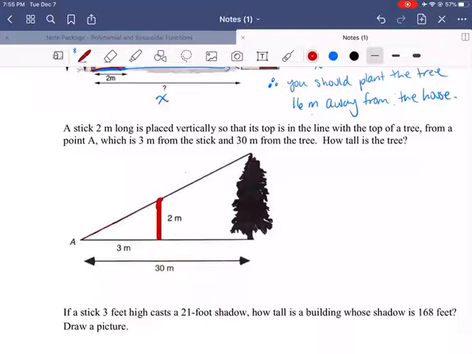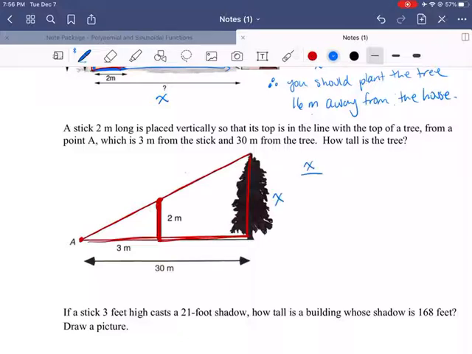So you can draw a straight line from point A through the top of the stick to the top of the tree. And the stick is 3 meters away from point A, and the tree is 30 meters away from point A as well. So we actually have 2 triangles here, and they're enclosed with one another. So let's figure out the height of the tree. So let's call that x.